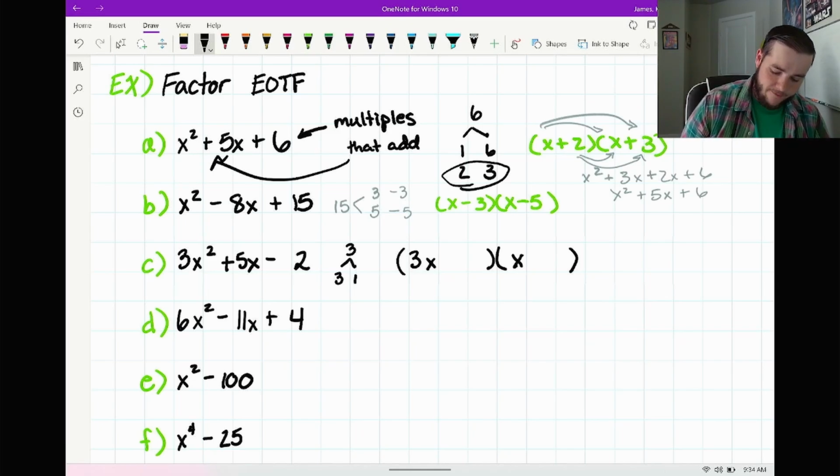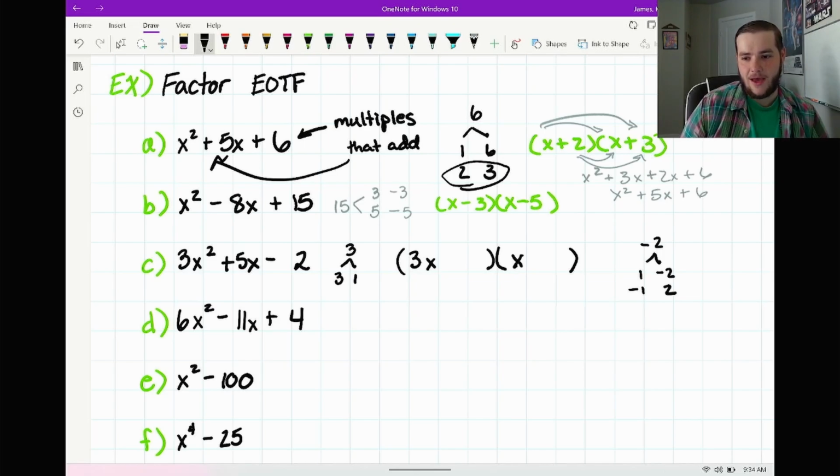Next, I want to look at factors of negative 2. And there are 2 pairs of factors. There's a 1 and negative 2, or there's negative 1 and 2. But how do I assign them to these spots? Well, this is another one of those areas where practice is going to make perfect. And the more problems you do, the more you're going to be able to see the patterns.